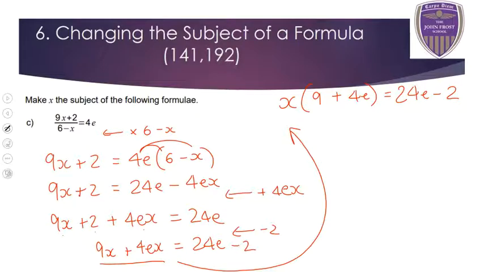Because now this means x times by the bracket. So the opposite of timesing by the bracket is to divide. So x will equal 24e − 2, all divided by the bracket, which is as a fraction, so divided by 9 + 4e. Okay, and you don't need the bracket on the bottom anymore. If you write it, it doesn't make it wrong, but there's just no need for it. Okay, so sometimes you have to factorize to be able to change the subject. So if you end up with terms that have got the same thing in them, something common, which in this case was x, then you do it that way.